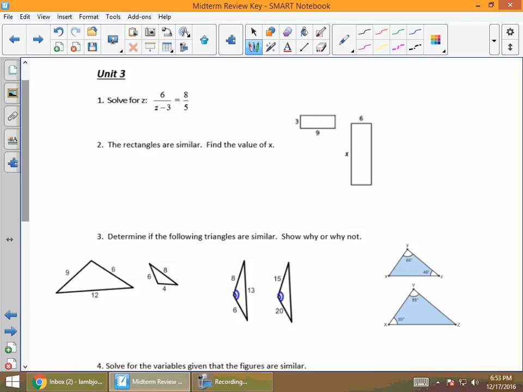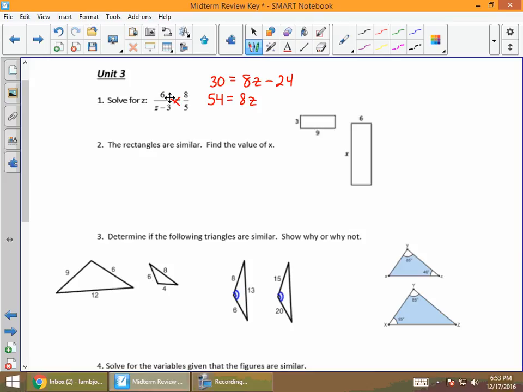So I will do 6 times 5 is 30. And 8 times z minus 3, I need to distribute. So 8 times z is 8z. And 8 times minus 3 is negative 24. Add 24 to both sides. So 54 is equal to 8z.